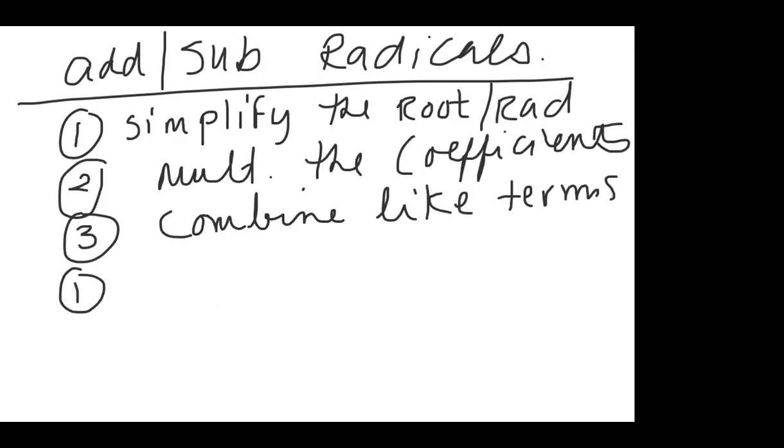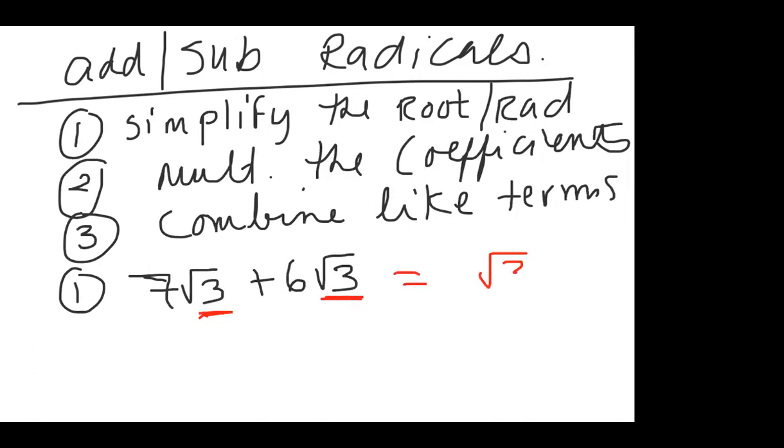So let's say you have 7 radical 3 plus 6 radical 3. This one is very straightforward. It's already simplified for you. So since they both have the same radical, you want to go ahead and keep the radical 3 and combine the coefficients together. So 7 plus 6 gives you 13 radical 3. So in other words, look at it this way, guys. You have 7 radical 3s plus 6 more radical 3s. Altogether, how many radical 3s do you have? That's all it is, okay?